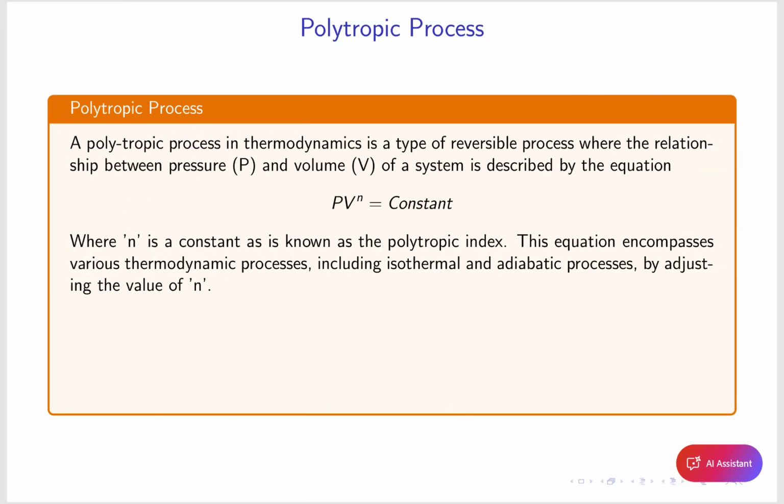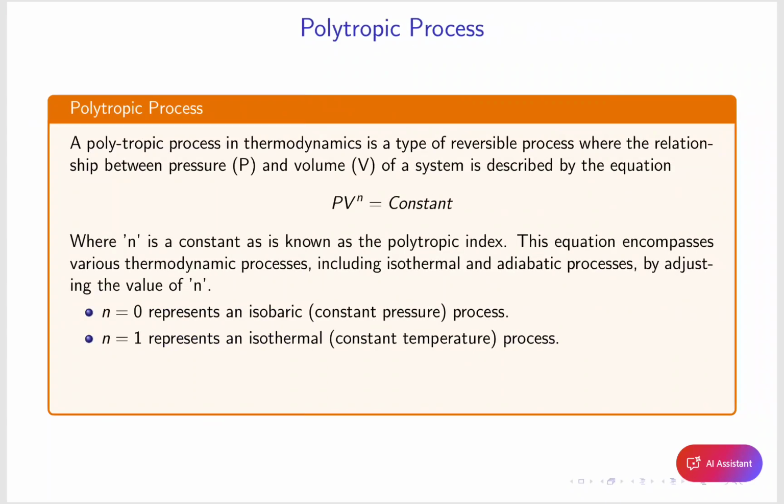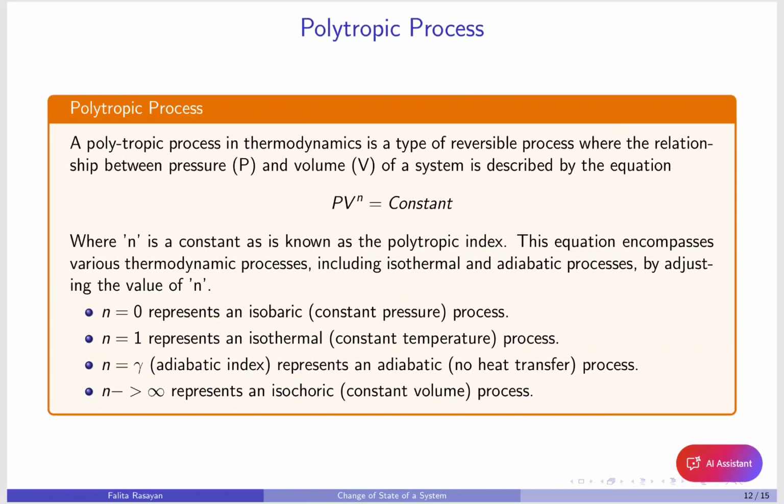How so? When n is equal to 0, it represents an isobaric process where the pressure is constant. When n is equal to 1, it represents an isothermal process. When n is equal to gamma, it represents an adiabatic process. We'll discuss gamma later in the course. And when n is infinity, it represents an isochoric process.